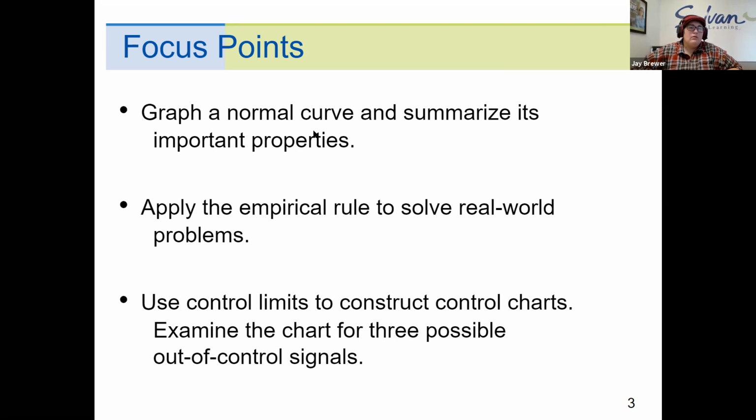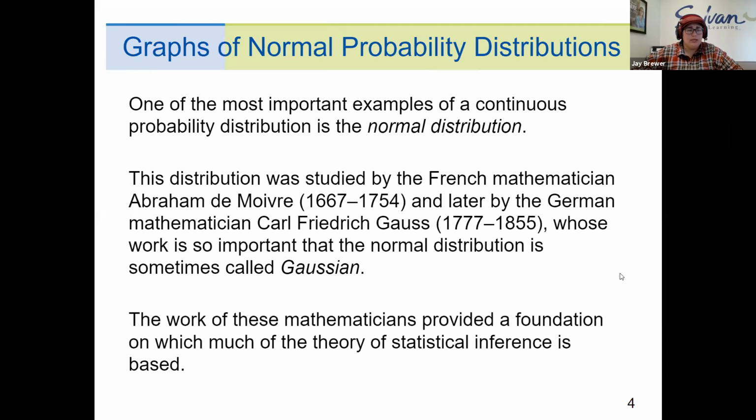Okay. Focus points. We're going to graph a normal curve and summarize its important properties, apply the empirical rule to solve real world problems, and use control limits to construct control charts, examining the chart for 3 possible out of control signals. Remember, you guys can always work ahead. And if you need me to reopen something, just email me, but you can always work ahead.